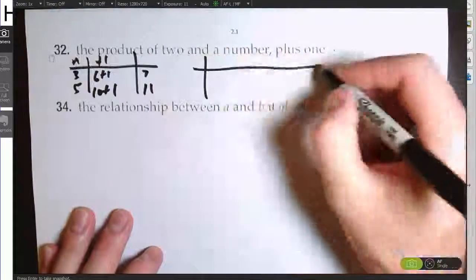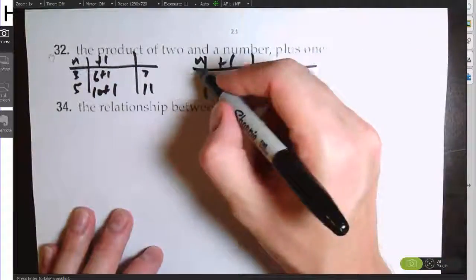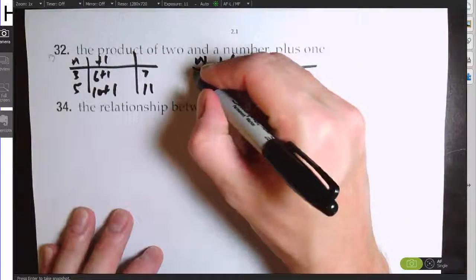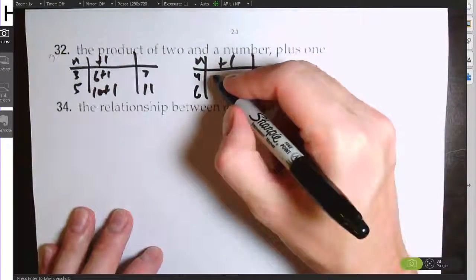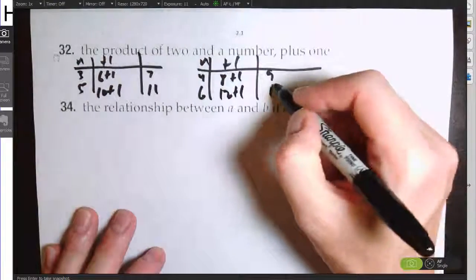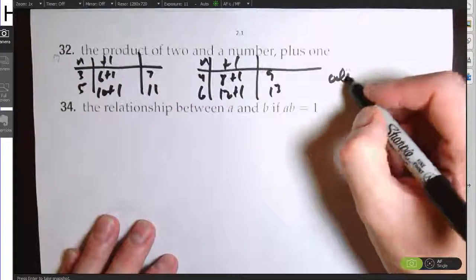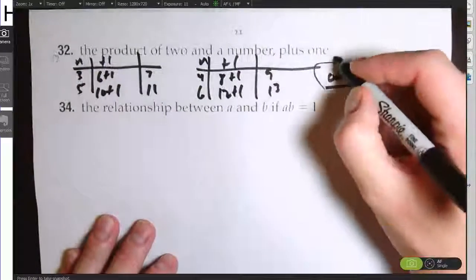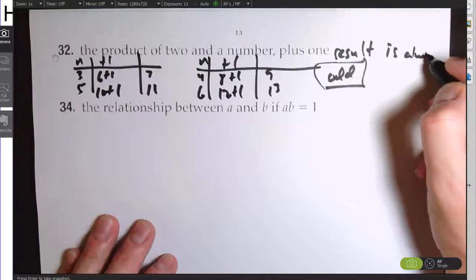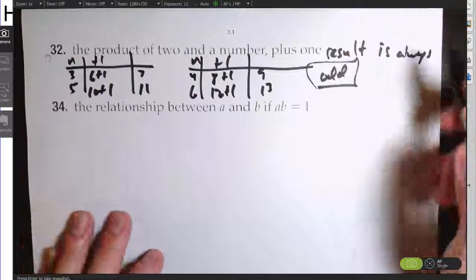Same thing over here. Number plus 1, answer. I'll do an even. This time I did two odds. Let's do an even. 4 and 6. 2 times 4 is 8. 8 plus 1 is 9. 2 times 6 is 12. 12 plus 1 is 13. So our conjecture here would be that the result is always odd. And again, you can prove this. You can actually do some fancy algebra and show that it works.